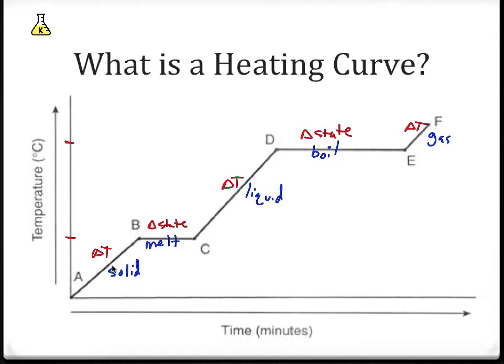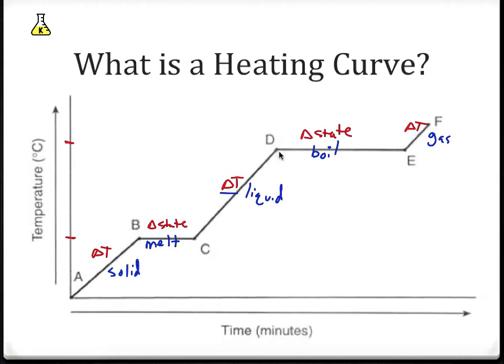So again, from section A to B, we expect to see a temperature change where we're taking the solid and raising it up to the melting point. From B to C is when the substance melts, it changes state from solid to liquid. Once that melting has finished, we then start the process of heating the liquid from the melting point all the way up to the boiling point. Again, another change in temperature.